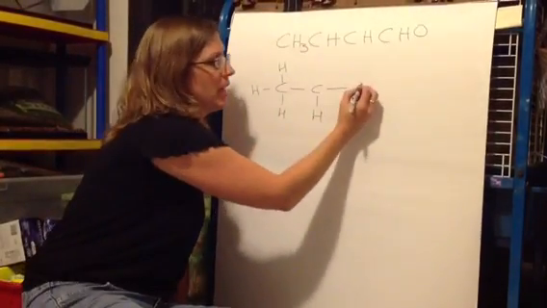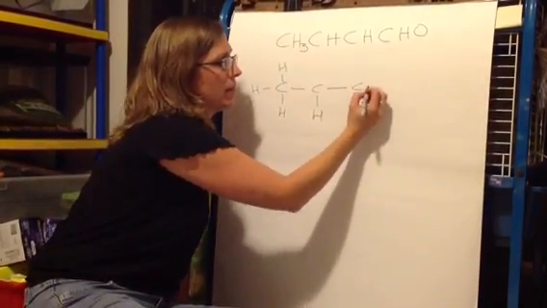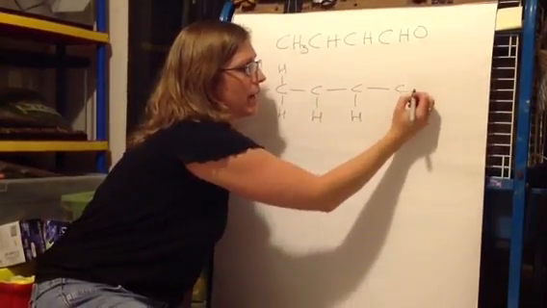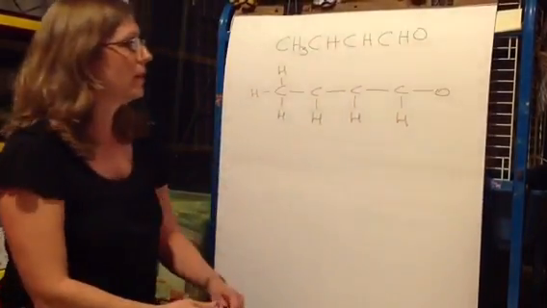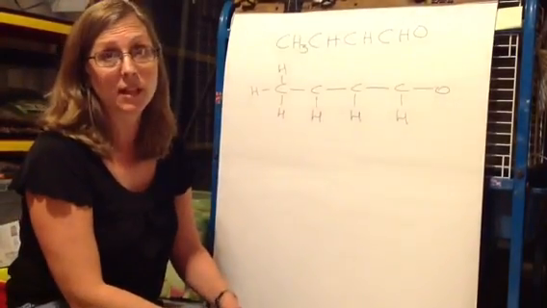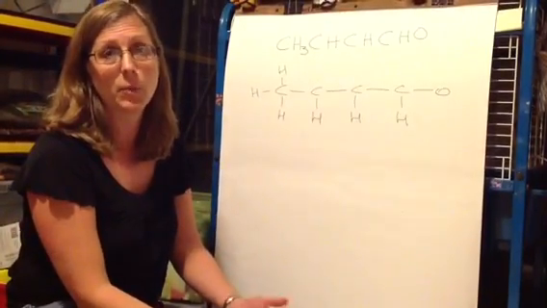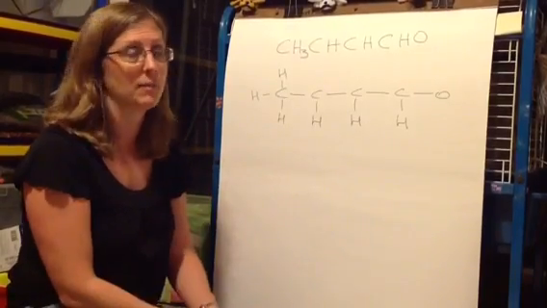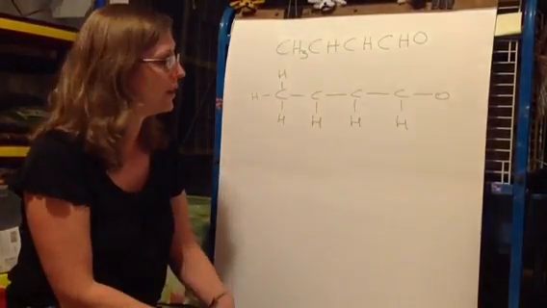Then we have another CH, and then another CH, and an oxygen. Okay, so definitely missing a lot of octets. We're going to have to add in some lone pairs, some pi bonds to make every atom have its octet and have a stable configuration.